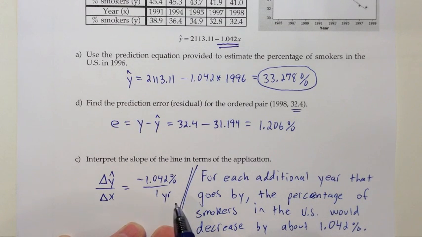Alright, so again, you want to do the slope interpretations from the bottom up. So for each additional year that goes by, the percentage of smokers in the U.S. will decrease by about 1.042%. And that's it for section 4.1.